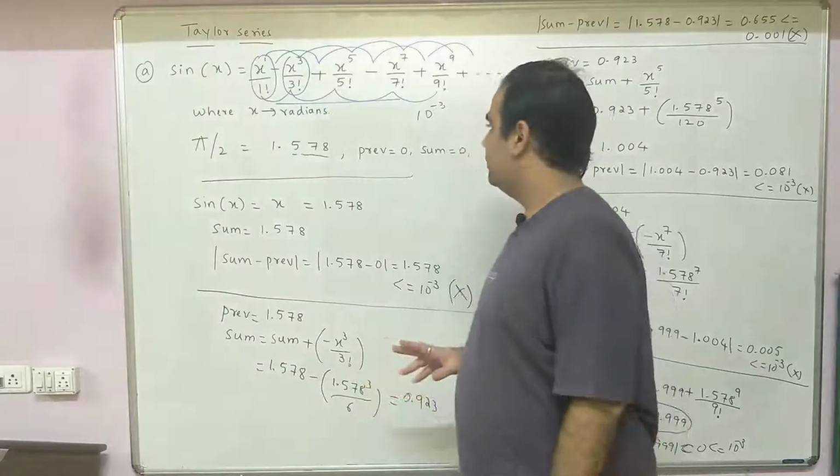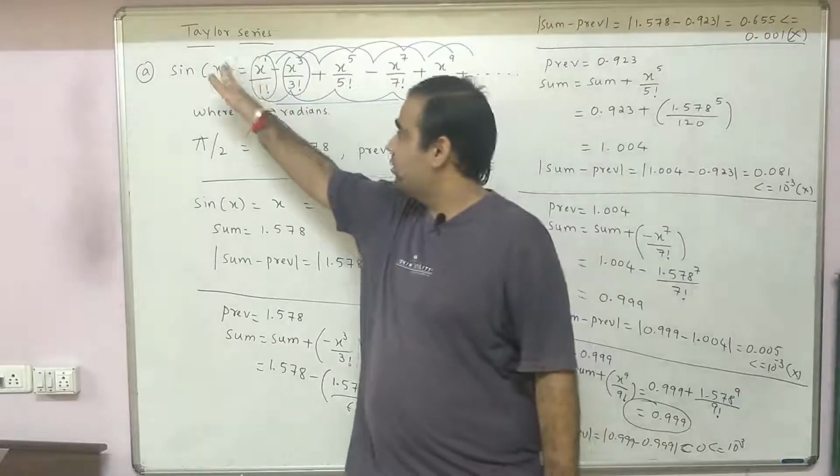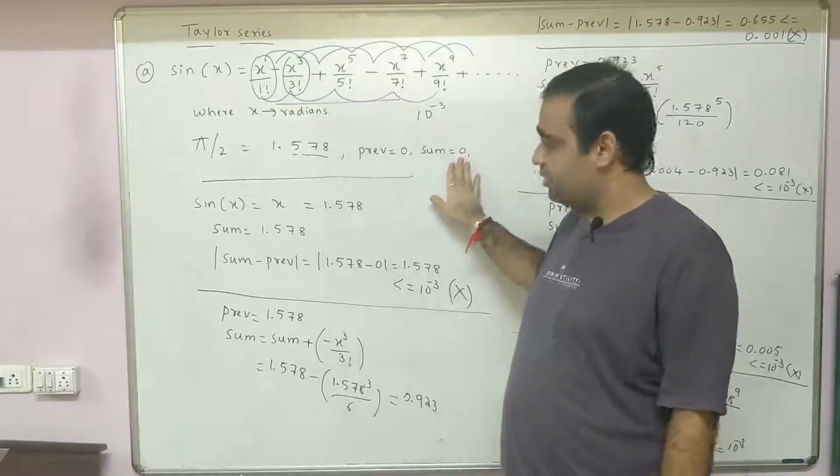Now, what we need to do? We need to take the previous value of sum as 0, because we don't have any previous value, and the value of sum is also 0.